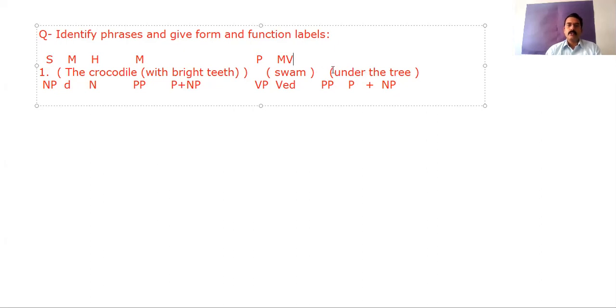And the function of this PP is adverbial of place, because the question that we can ask is where. And we get the answer under the tree. The crocodile is swimming under the tree, right? So under the tree is a PP functioning as adverbial, right? Let us take one more example.